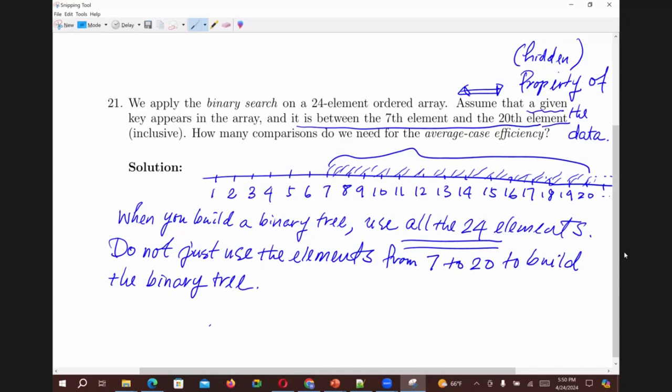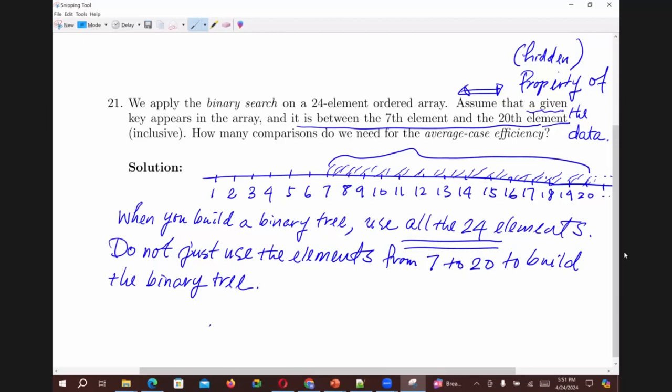But my question is just a hidden fact. This property occurs as a hidden fact. Then our answer is this average. Okay? So that's the right way. For you, when you build a binary tree, just use all 24 elements to build. Then, for each element, you look at how many comparisons, each level, how many nodes, then you take the average.